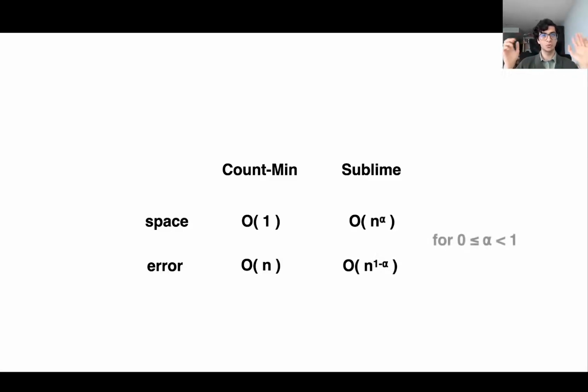We also discuss what would happen when we decide to duplicate after the stream grows by a different factor. We show that the space and the error follow a pattern of n to the alpha and n to the 1 minus alpha, for a value of alpha that is in between 0 and 1. So we get a full spectrum of trade-offs just by varying the duplication threshold.